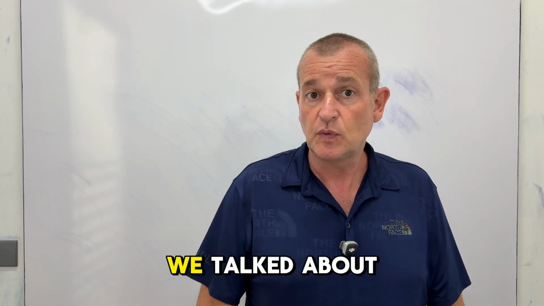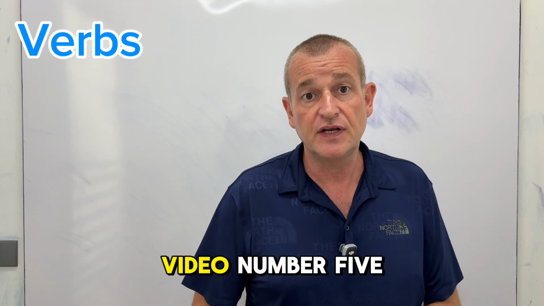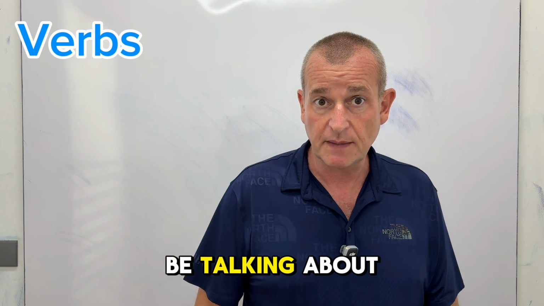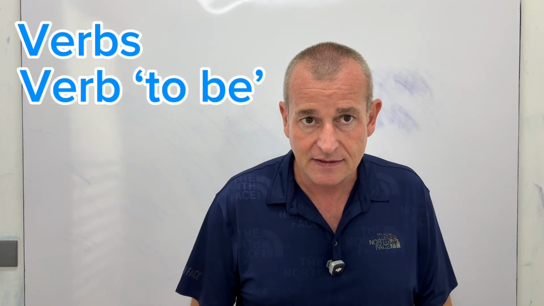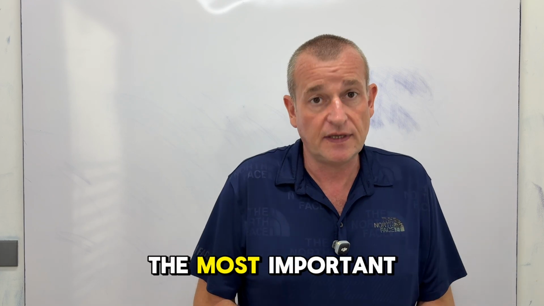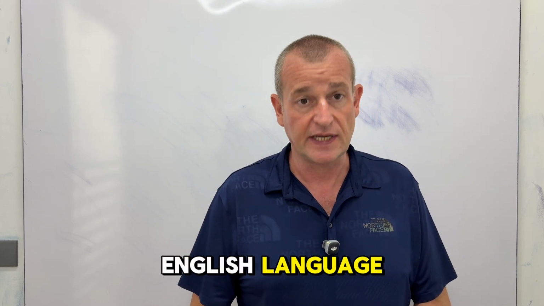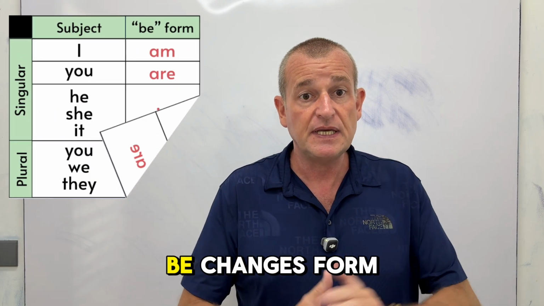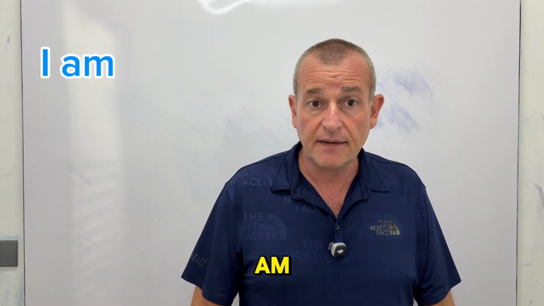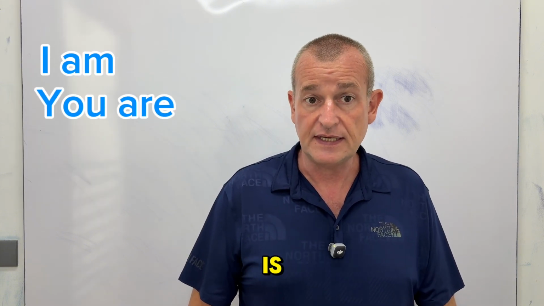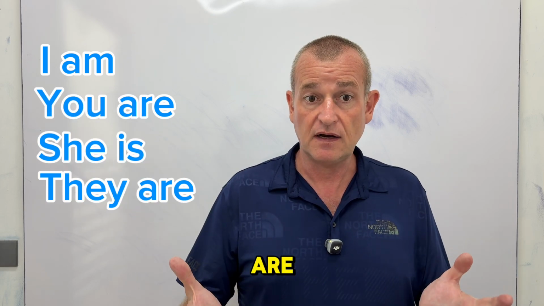In video 1 we talked about verbs, but today in video number 5 we're going to be talking about something we talked about in video 1, the verb to be. This might be the most important verb in the entire English language. The verb to be changes form. Present tense: I am, you are, he is, she is, they are.